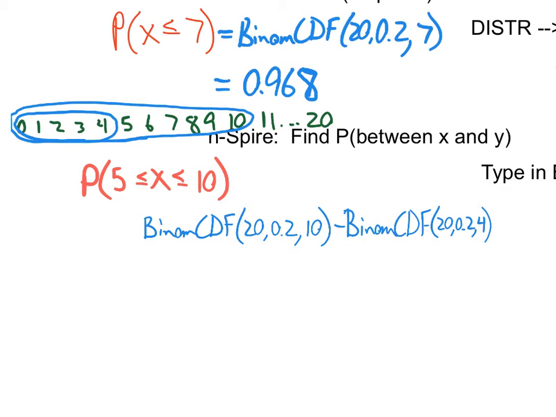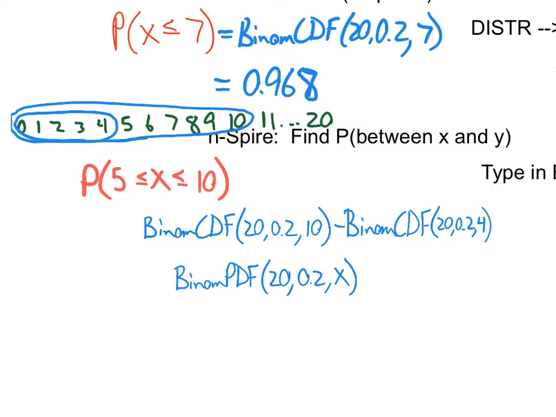Okay. So the other alternative is what I just talked about. Finding the probability of exactly 5, exactly 6, exactly 7, exactly 8, exactly 9, exactly 10, and adding them all up. Okay? How do I find the probability of getting exactly a certain number? PDF. Okay? So guess what I'm going to do? If I put binomial PDF and I use 20, 0.2, and then X, guess what I could do with that?